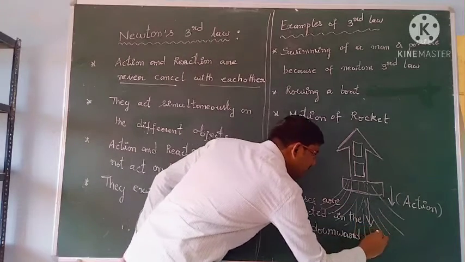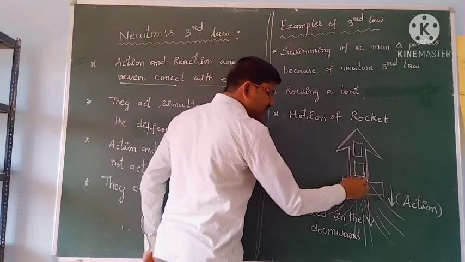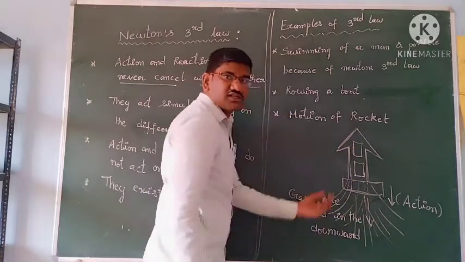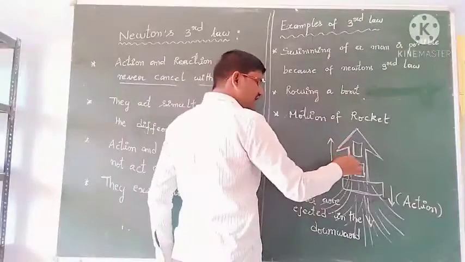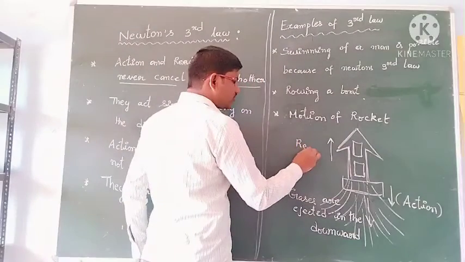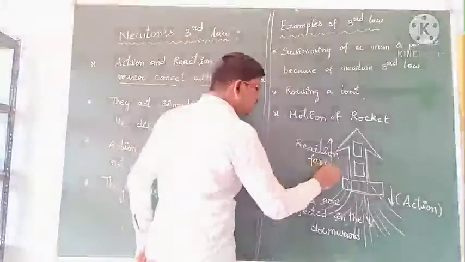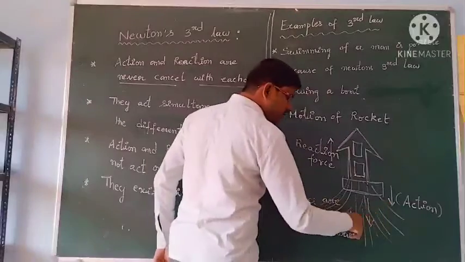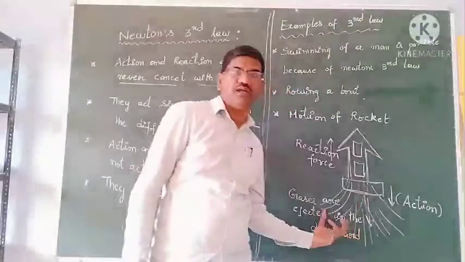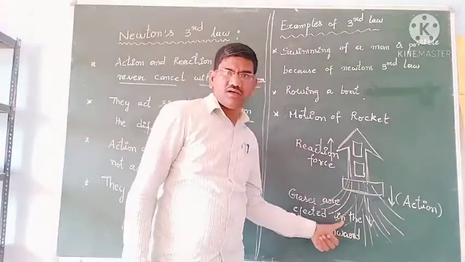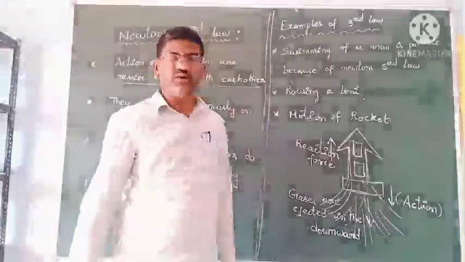If you consider, this is the action force. The gases are burning inside the rocket and coming down with some speed in the downward direction, which is called action force. As a result of that, reaction will act on the rocket. So reaction force is on the rocket, action force is on the gases. The gases are expelling downward with certain speed, so as a result the rocket is moving in the upward direction. So motion of a rocket is an example.